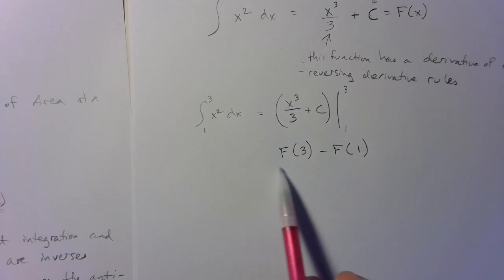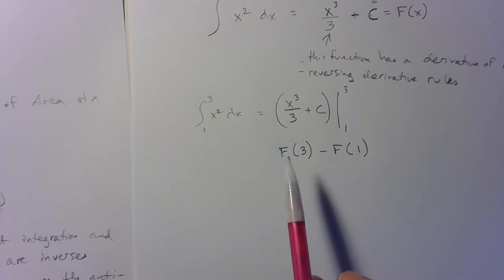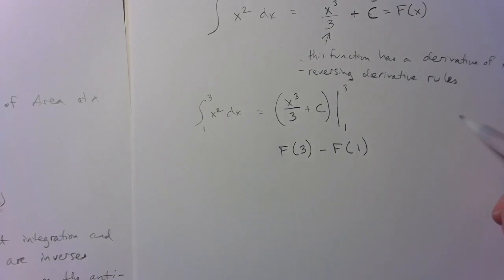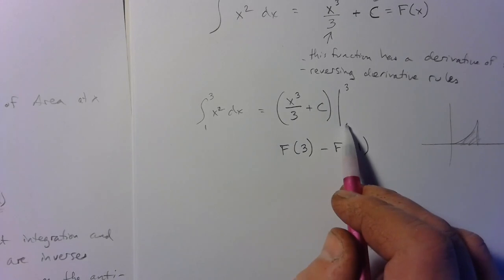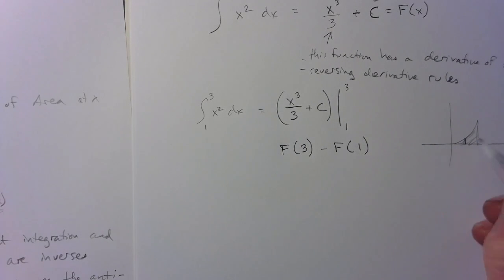So this right here, F of 3, says what's the area from 0 to 3? And we think about that graph, 0 to 3. So it's going to find this area, but we don't want the area from 0 to 1, so that's what this is going to find, and we're going to subtract that away, so we'll be left with that part that was our actual answer at the end.